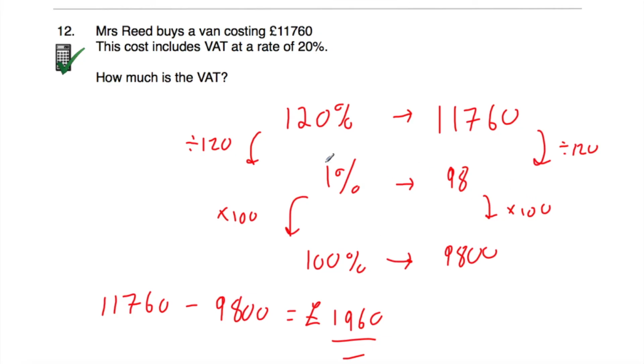What we could have done instead, whenever we found 1%, is just multiply by 20 to find 20%, because that's what the VAT was, 20%. So if you just multiplied here by 20, you would get 1,960. So that would work as well.